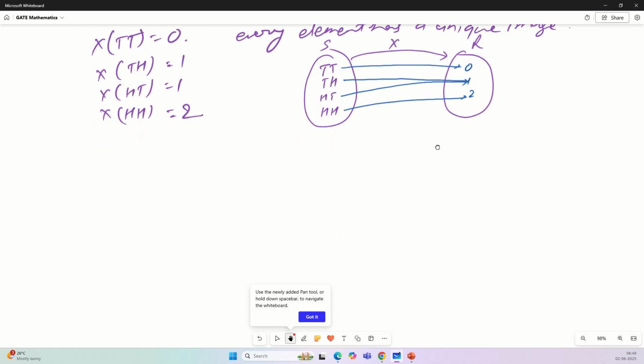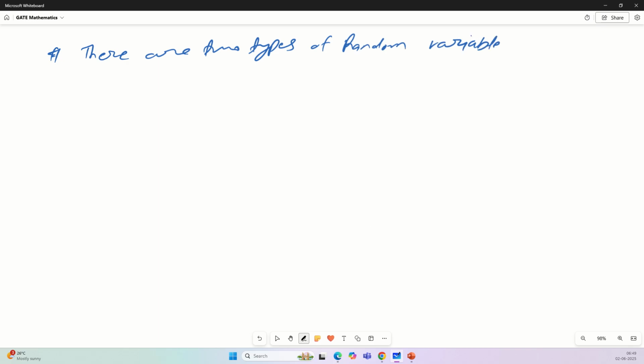Now let us talk about the types of random variables. There are two types of random variables. Number one is the discrete random variable, which can also be written as DRV.